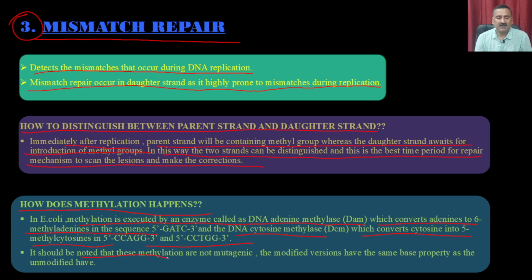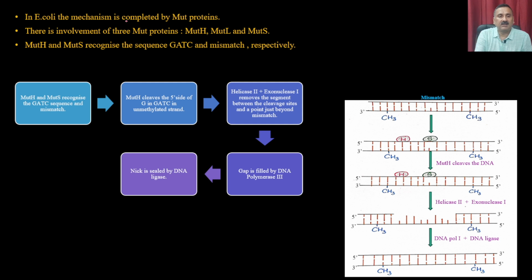It should be noted that these methylations are not mutagenic. The modified version has the same base properties as the unmodified one. And then in E. coli, the mechanism is completed by the Mut proteins. There is the involvement of three Mut proteins: MutH, MutL and MutS. MutH and MutL recognize the sequence GATC and the mismatch respectively.